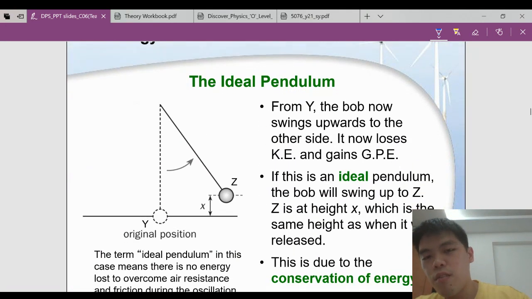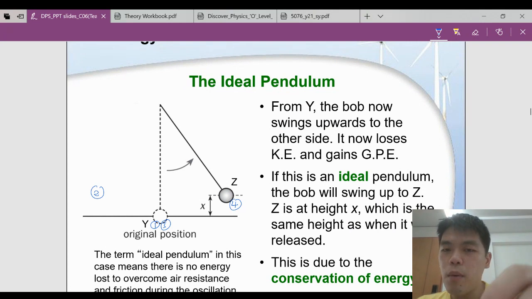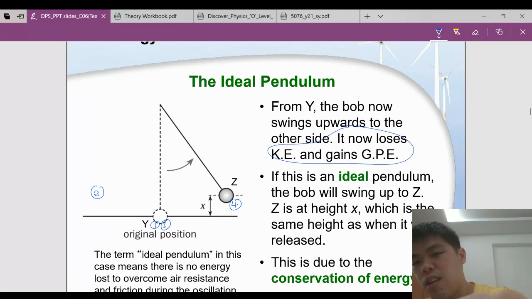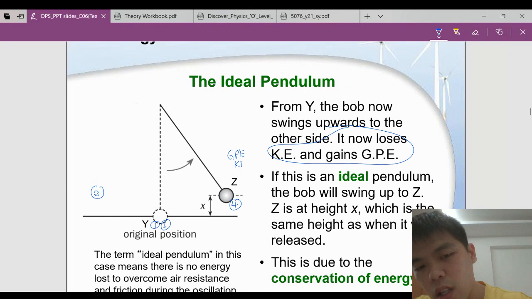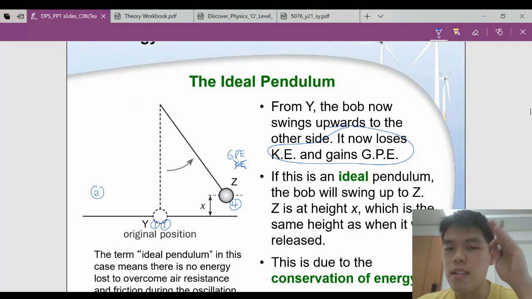What happens next? From Y at 3, so 1, it went to 2, and then it came back to 3. Now it goes to 4, which is at Z. From Y, the bob now swings upwards to the other side. It now loses KE and gains GPE. It loses the KE because it starts to move up, then it slows down, so sometimes it stops. At point Z here, let's put down the two energies. It does not have any more KE because it slows down, and it gains all into GPE. So at point Z, because it has a certain height x, it only has GPE.